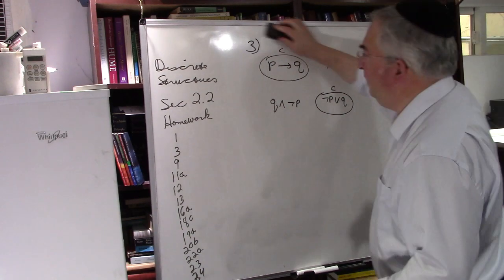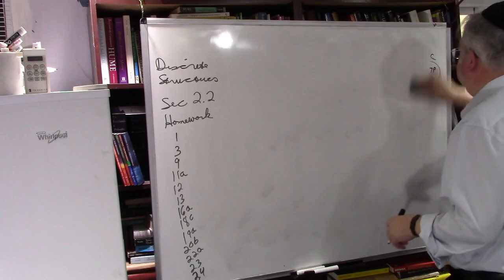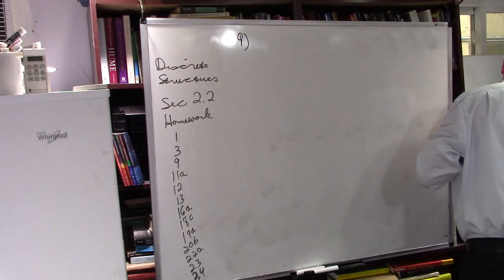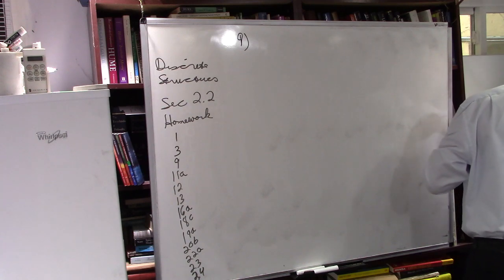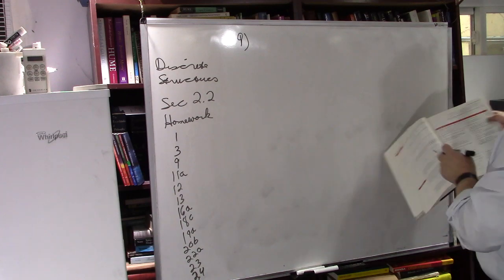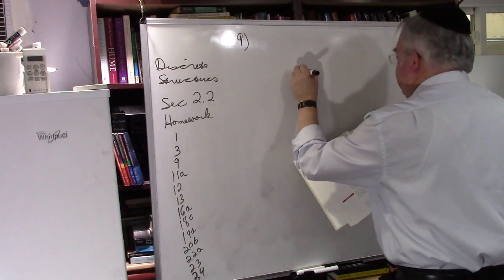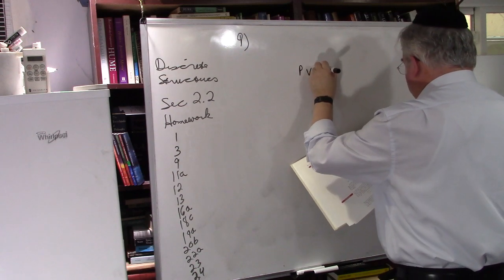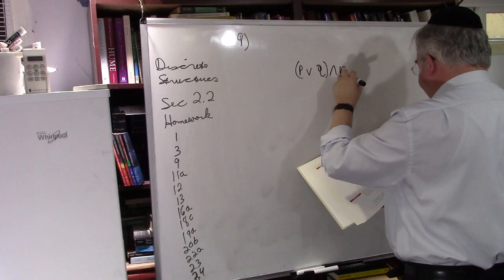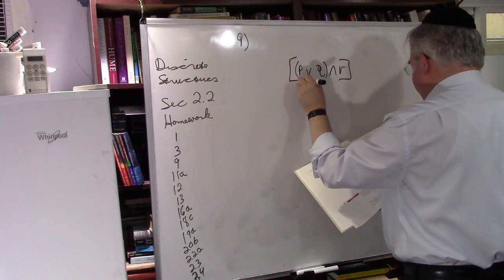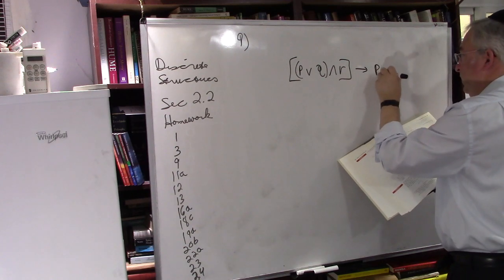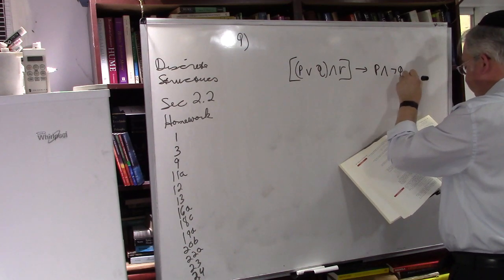Okay, good. Now, number 9. That's 3. Now let's do number 9. Okay. It says, construct the truth table for P or Q and R arrow P and not Q.